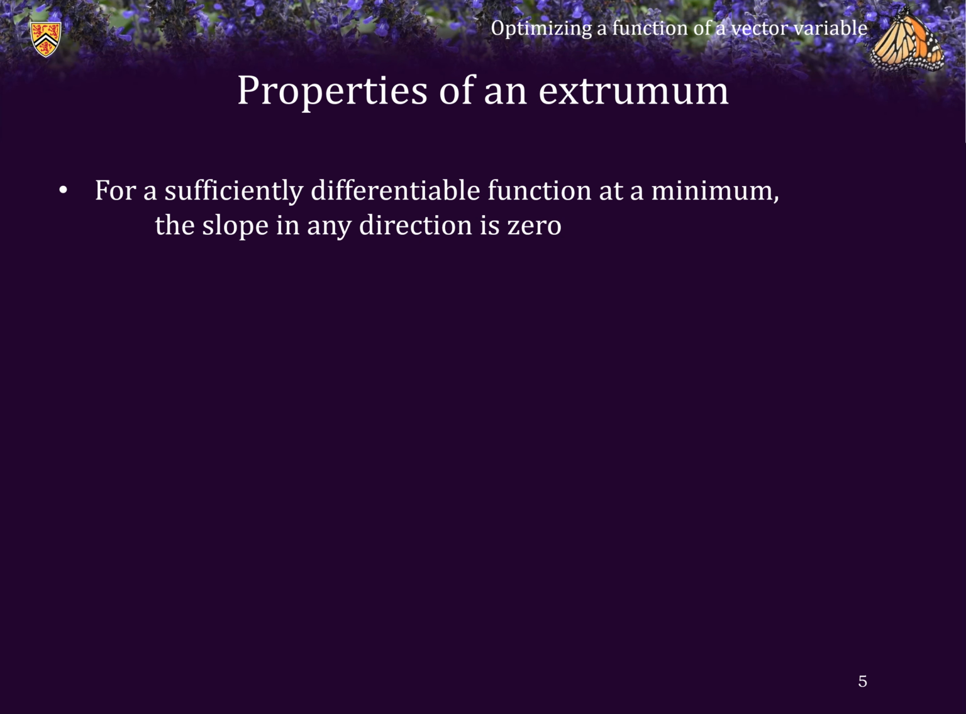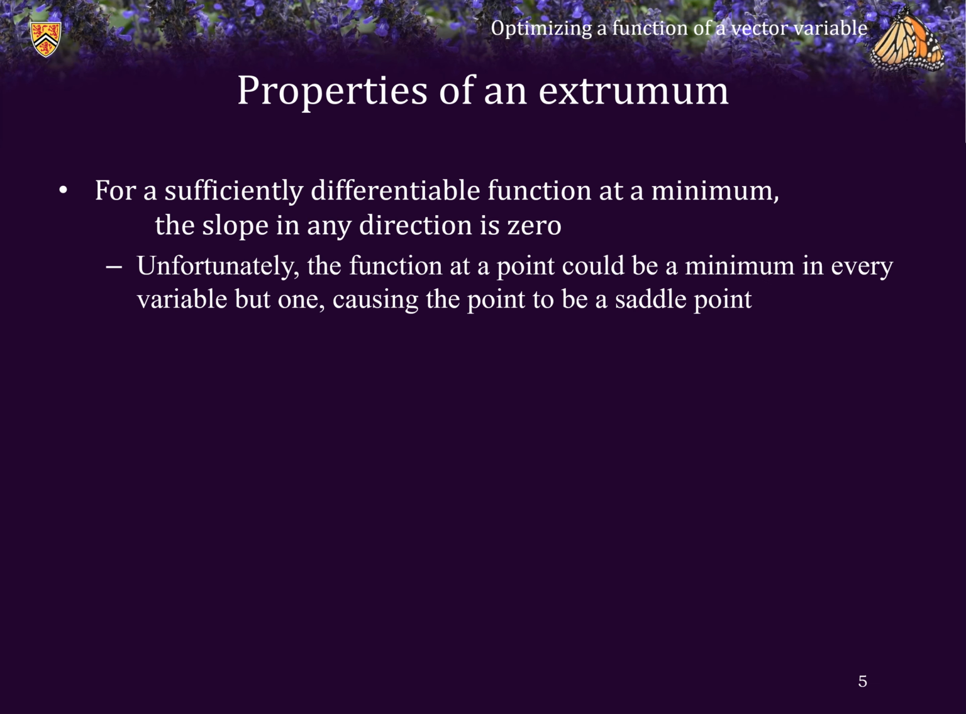Now, for a sufficiently differentiable function at a minimum, the slope in every single direction is going to be 0. Unfortunately, a function at a point could actually be a minimum in every single variable but one, and that other point may actually cause that function at that point to be a saddle point as opposed to an extremum. So we are going to have to be a little bit careful as to what we declare to be an extremum.